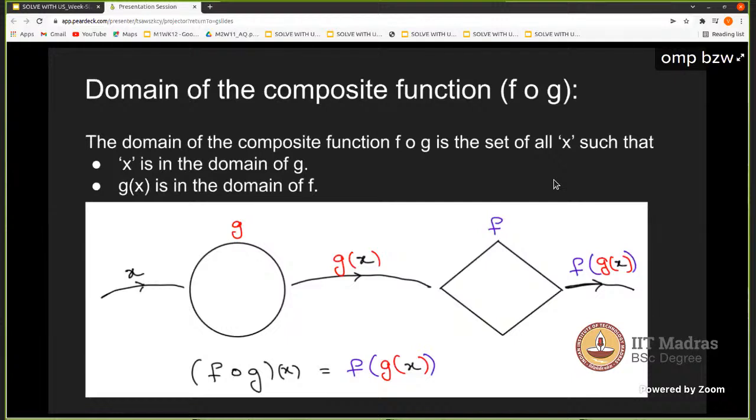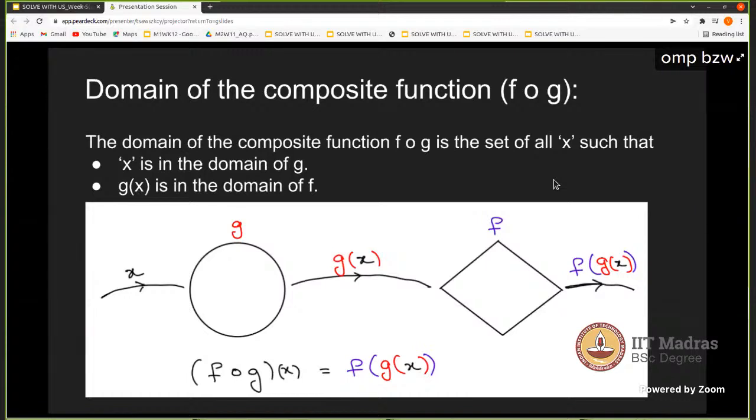So once we have a composite function, that composite function is also a function. If it is a function, it will have a domain and a range. Every function will have a domain, codomain and range. So likewise, this composite function will also have a domain. But what is the domain of this composite function?